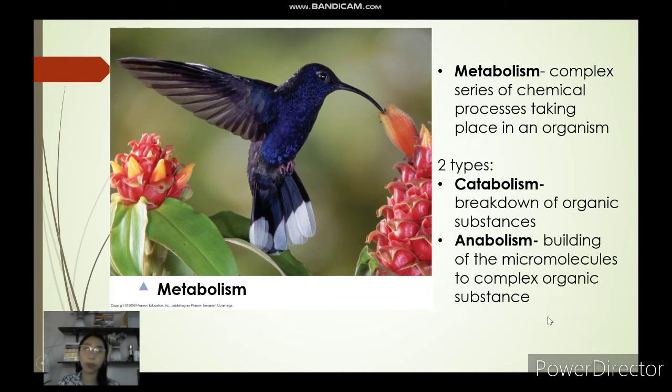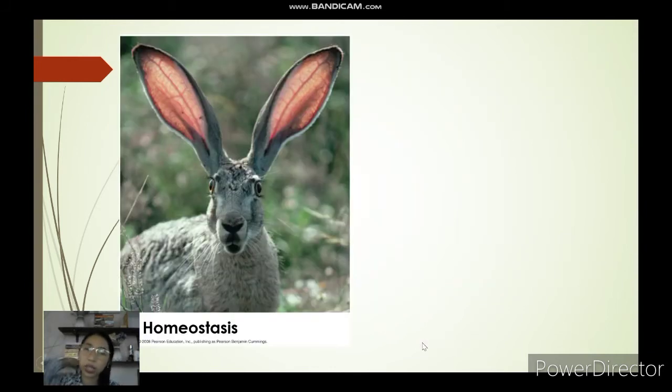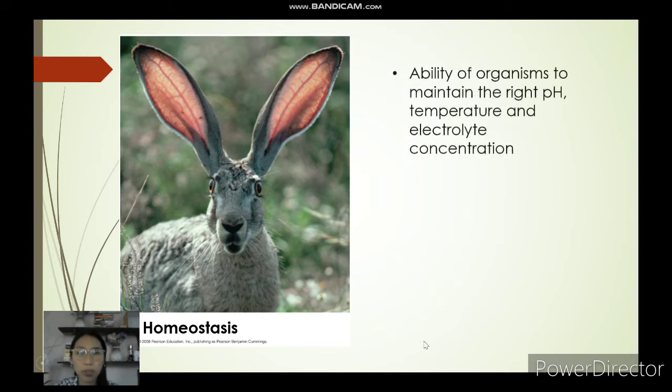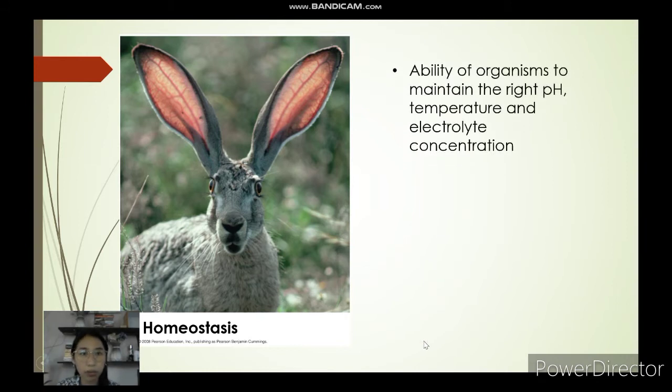So, katong example kaganina sa digestion, sa katong pag-breakdown sa ato ang food, that is of course catabolism, and katong pag-build up sa protein sa atong muscles, you call that anabolism. So, that is metabolism, which non-living things cannot do. Next is homeostasis. Ang homeostasis is the ability of organisms to maintain the right pH, temperature, and electrolyte concentration.